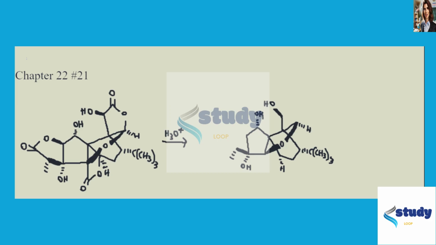This is the answer to Chapter 22, problem number 21 from the Smith Organic Chemistry textbook. This problem asks us what product is formed when the esters in ginkgolide B, the chapter opening molecule, are hydrolyzed in aqueous acid. And we're asked to indicate the stereochemistry of all stereogenic centers.